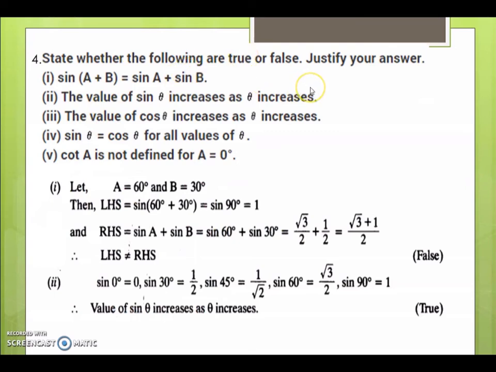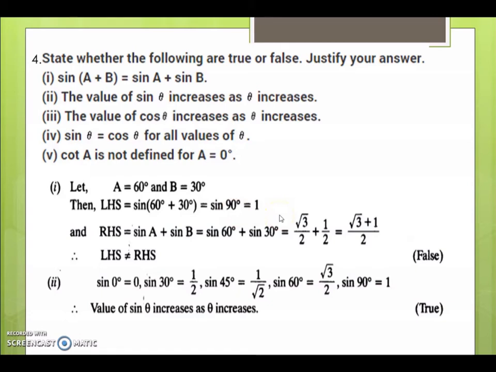State whether the following are true or false and also justify your answer. Sine of A plus B is equal to sine A plus sine B. Now you can take any two values of A and B and you can check this one. If I am taking 60 and 30, sine of A plus B, that is sine of 60 plus 30 together, will be sine 90, which is 1.